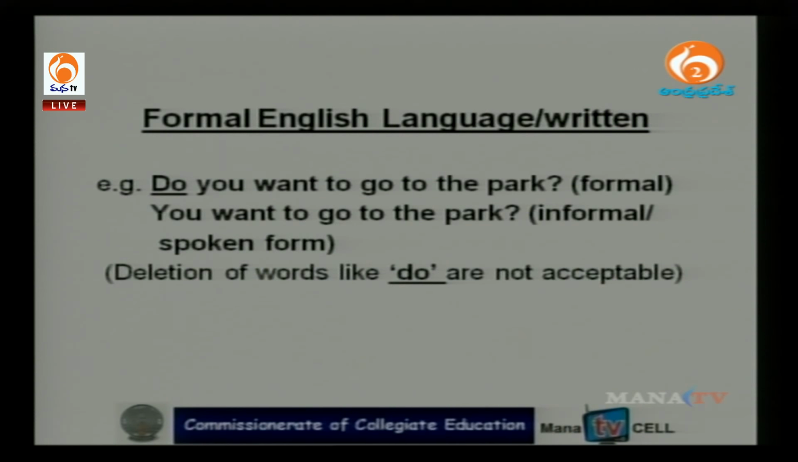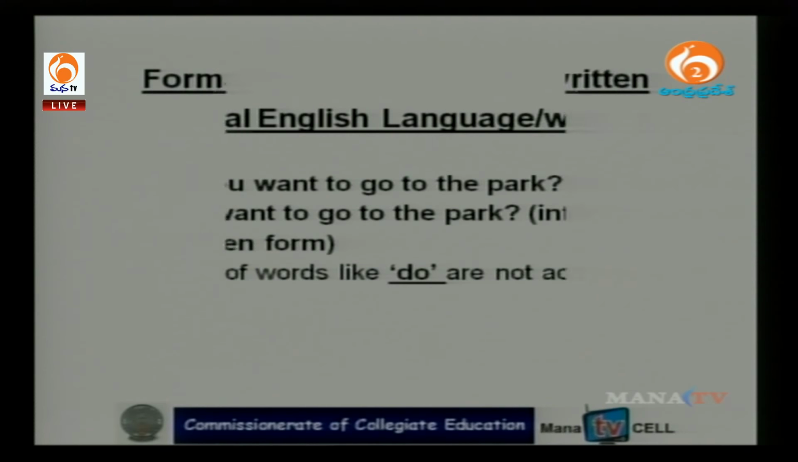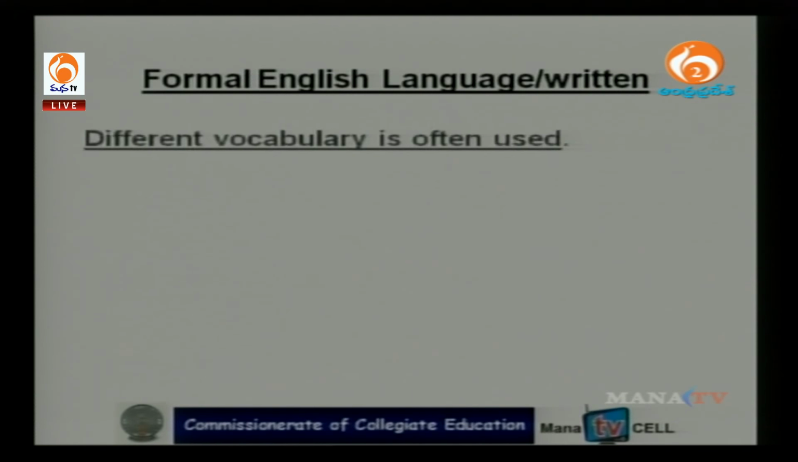Now, so deletion of words like do in the second sentence is not acceptable when you use formal language or when you write something in a formal manner. So, we have to remember this. Now, let us look at another one.